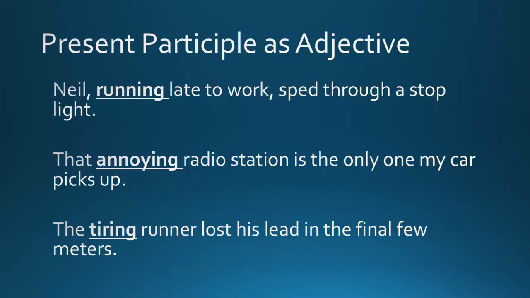That annoying radio station is the only one my car picks up. Annoying is a present participle, verb plus ing, and it's describing the radio station. Okay? The tiring runner lost his lead in the final few meters. Tiring is describing runner, and it's not acting as the verb. The verb in that sentence is lost. The verb in the previous sentence is is.